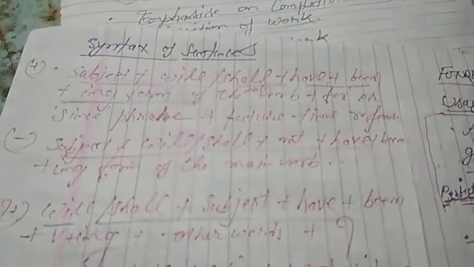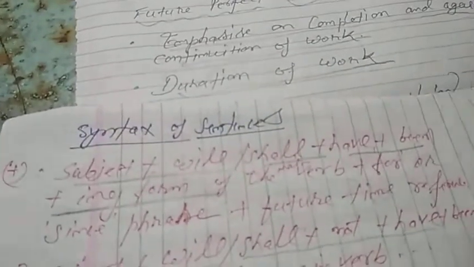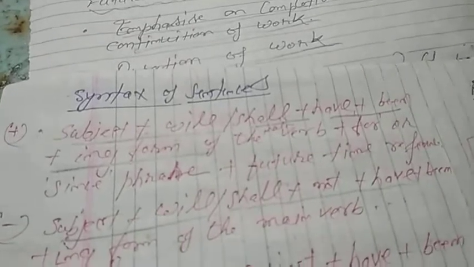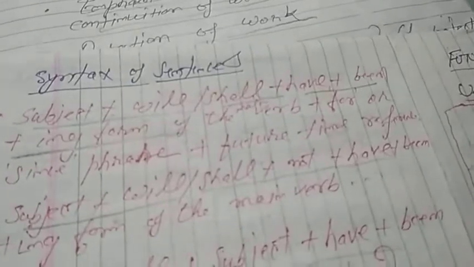The sentence construction in future perfect continuous tense, in an affirmative sentence, is: subject plus will or shall plus have plus been plus the ing form of the main verb, plus for or since phrase, plus future time reference.